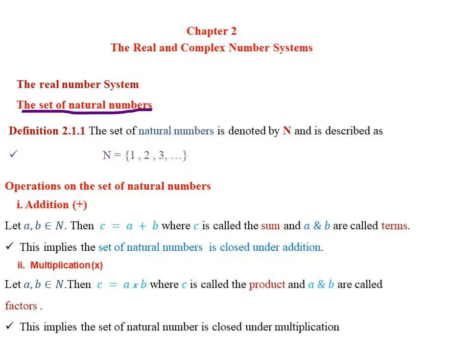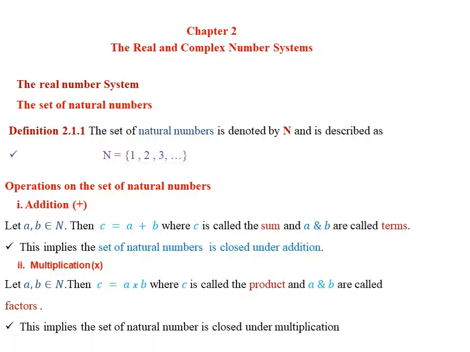The natural numbers are counting numbers. The set of natural numbers is denoted by N and is described as N equal to the set containing the elements 1, 2, 3, and so on. This is called the natural numbers, the counting numbers.